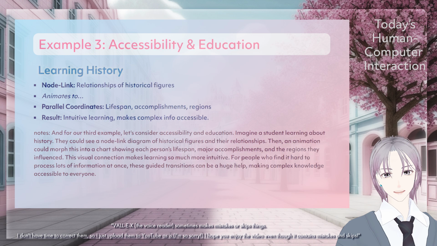And for our third example, let's consider accessibility in education. Imagine a student learning about history. They could see a node-link diagram of historical figures and their relationships. Then animation could morph this into a chart showing each person's lifespan, major accomplishments, and the regions they influenced. This visual connection makes learning so much more intuitive. For people who find it hard to process lots of information at once, these guided transitions can be a huge help, making complex knowledge accessible to everyone.